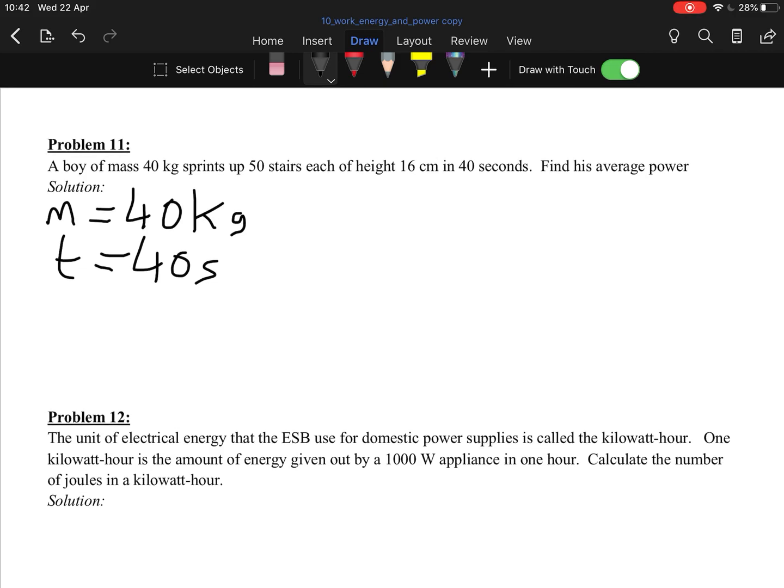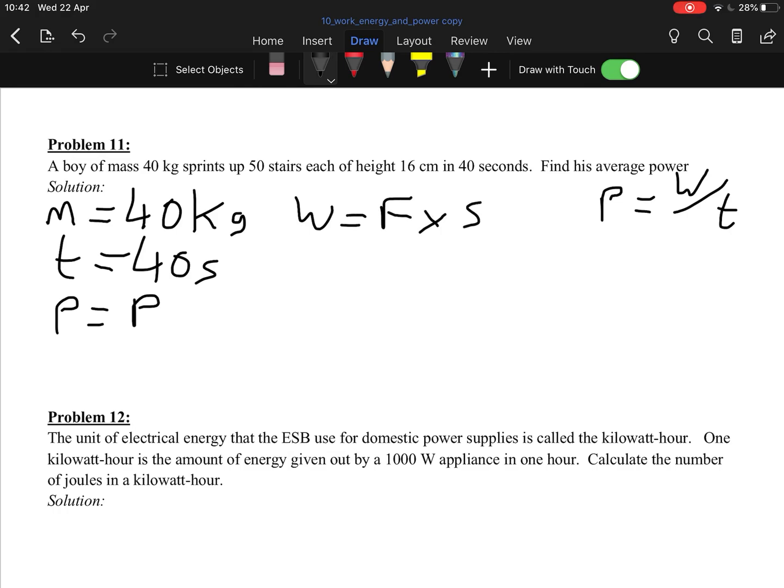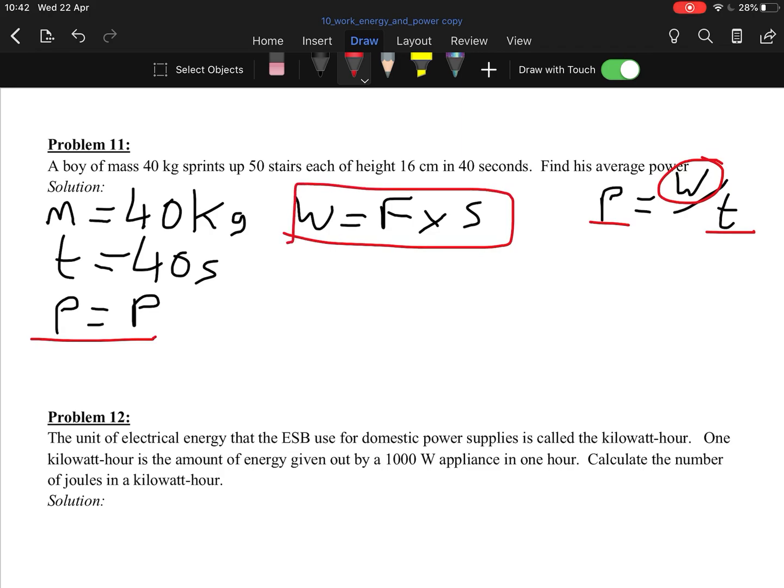Okay. So first thing we need to find out, really, is we need to find power. Power is work divided by time. So we need to find work. What is work? Work is force times distance, or force times displacement. We don't have the force. We also don't have the displacement, but we can find them. What is force? Force is equal to mass times acceleration due to gravity, which is 40 times 9.8.